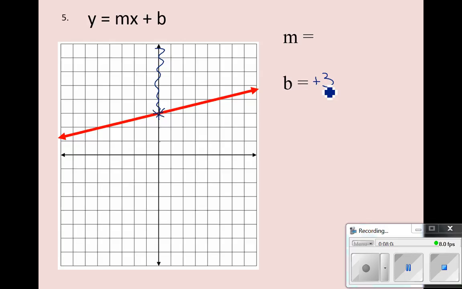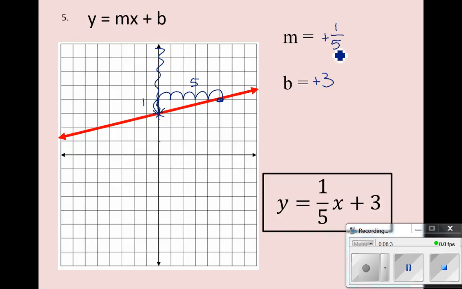Then I'm going to do the rise over run to get the slope. And when I do that, I can go up 1 over 5, 1, 2, 3, 4, 5. I know that this is a positive slope, so I'm going to write positive 1/5. Now that I have my m and b, I can plug them into my equation and get y equals 1/5 x plus 3.